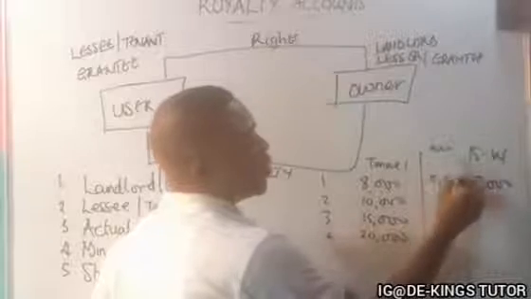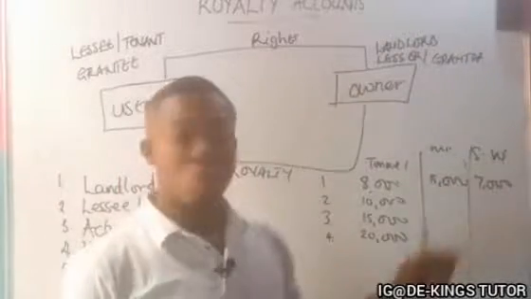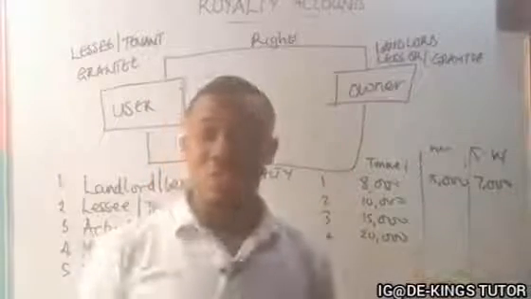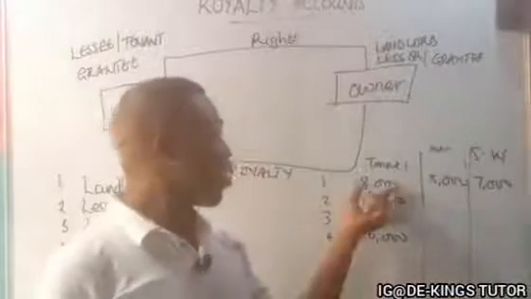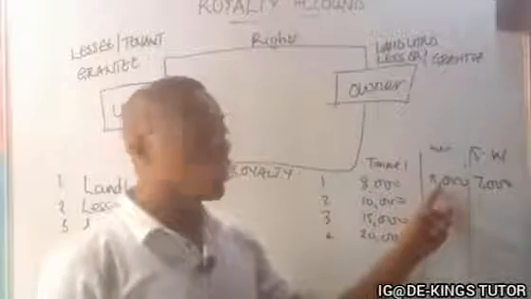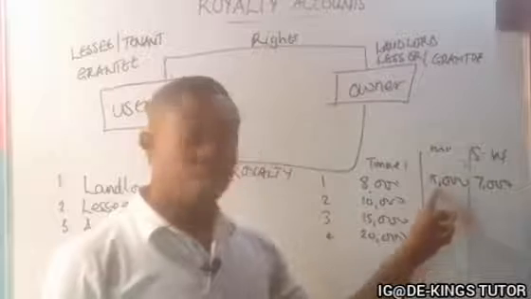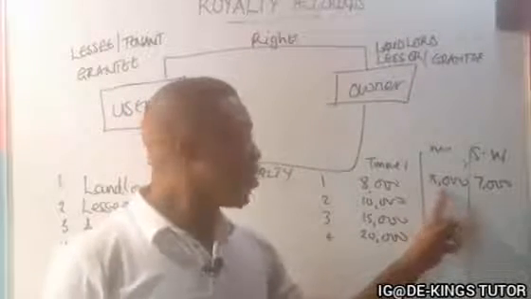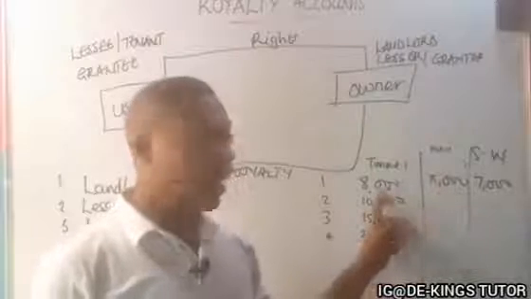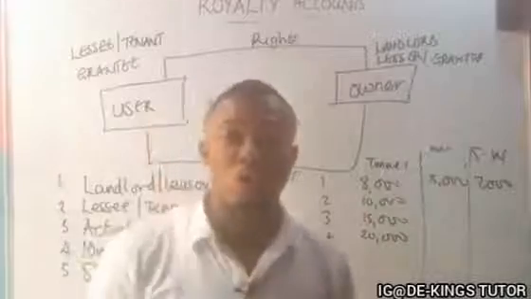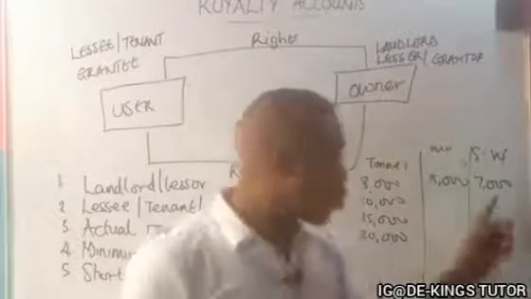Which will give us 7,000 as short workings. It means that for the user, it is a loss to him because he got 8,000 in probably the production, but he's supposed to be paying the landlord 15,000. So the excess of this minimum rent over the actual royalty is what we call short workings.